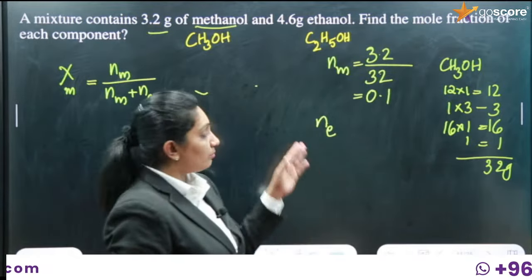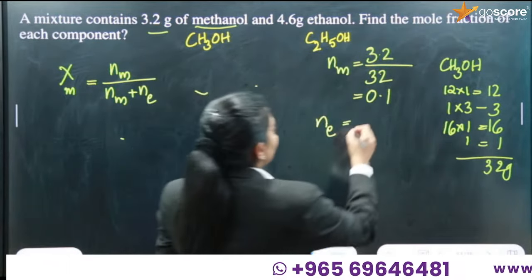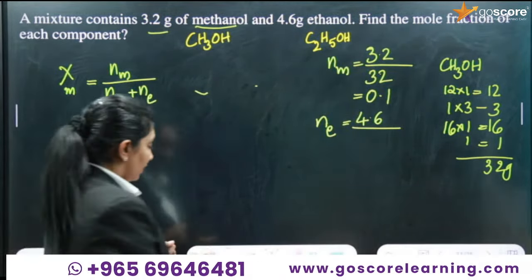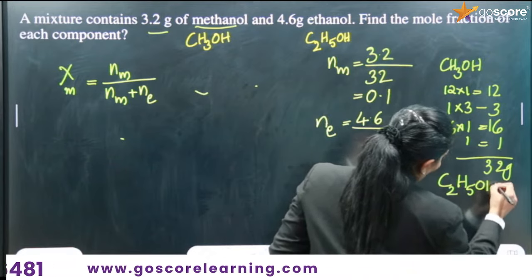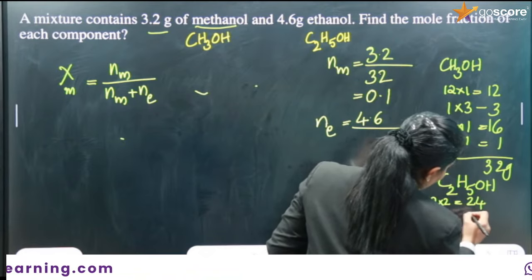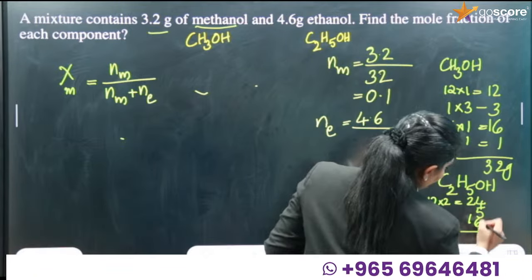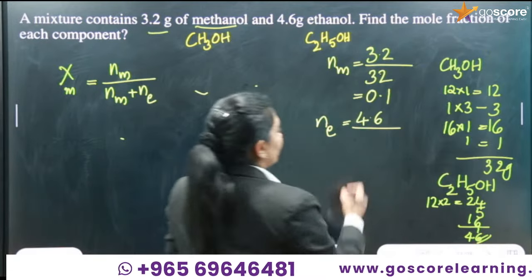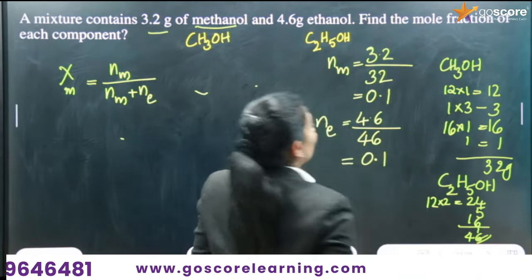In the same way we want to find the number of moles of ethanol, which I am representing with E. What is the given mass of ethanol here? It is 4.6. Now we want to find the molar mass of ethanol. What will be the molar mass of ethanol? It is C2H5OH. That means carbon 12 into 2, 24, plus hydrogen 5, oxygen 16, hydrogen 1. That is 46. That means 4.6 divided by 46, we will get the value 0.1.